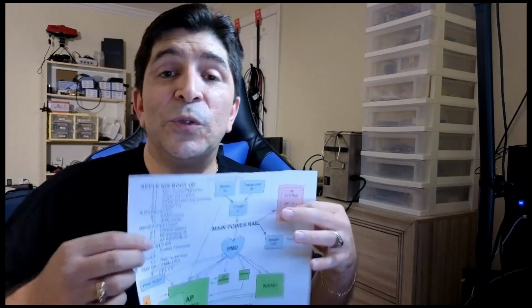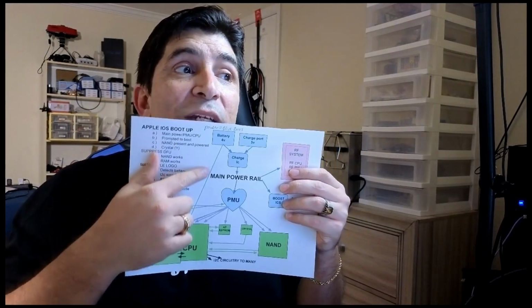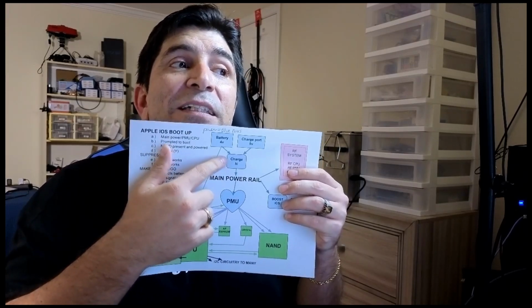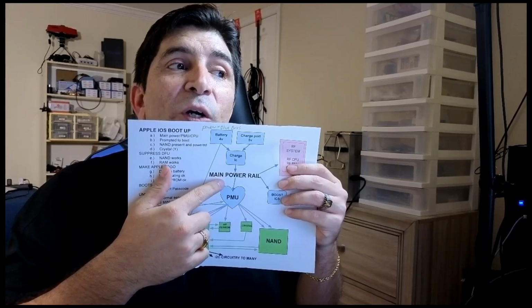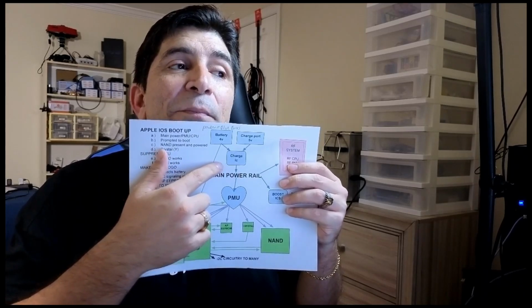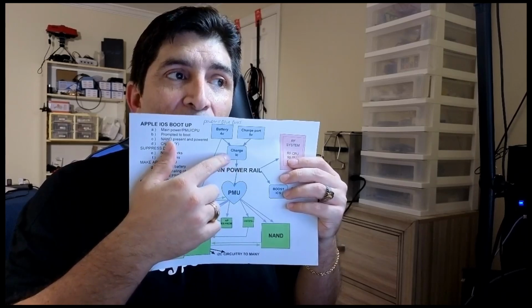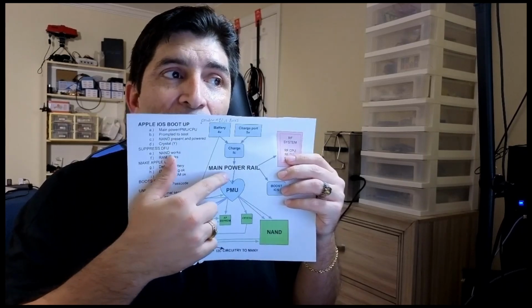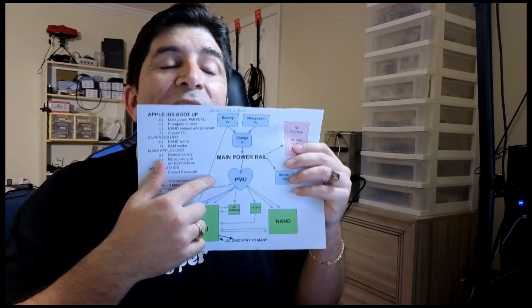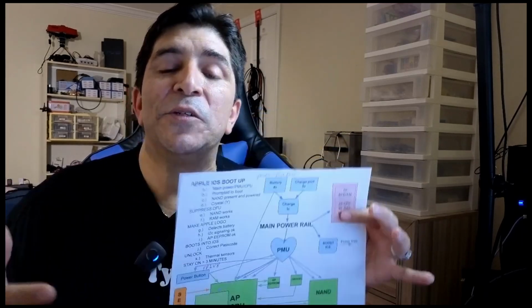Now, what do we do with that power? We have to get that power, and we would need some kind of charging chip or something to give us the charge to make it go into the main power rail. So we would need something that's going to give us the main power rail of the phone, which is usually 5 volts, and that is going to go into the heart of the phone, which is the power management unit, the power management chip.